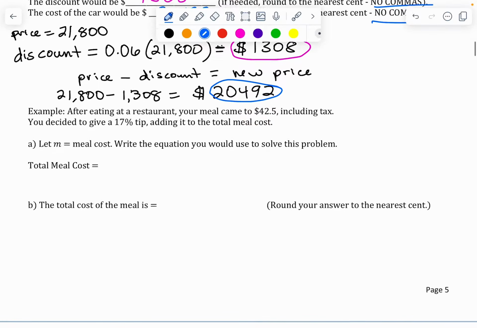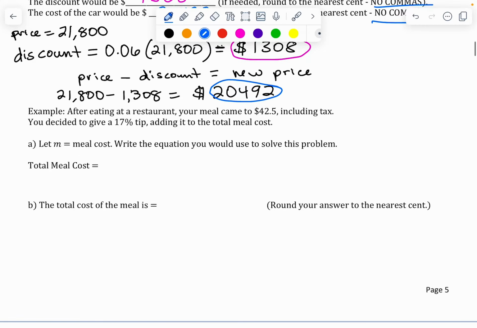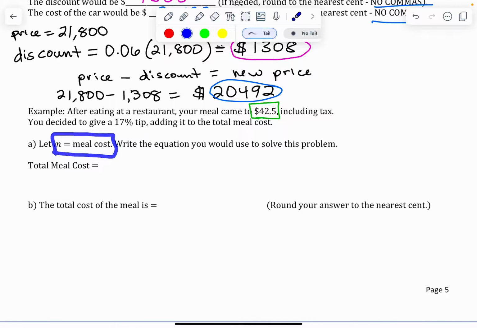So after eating at a restaurant, your meal came to $42.50, including the tax. You decide to give a 17% tip, adding it to the total meal cost. So let's look at the parts here. We have $42.50 is the meal cost. So we're going to look at the way this is labeled so we don't get confused. M is the meal cost, right? And we just said that that's $42.50.